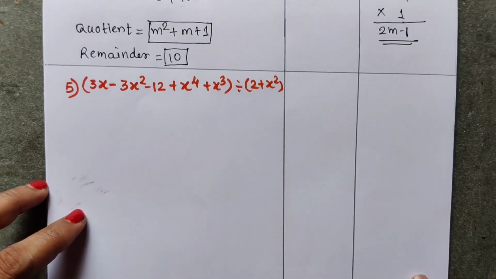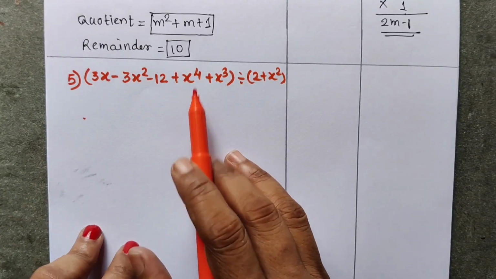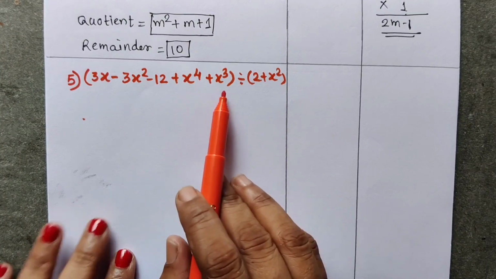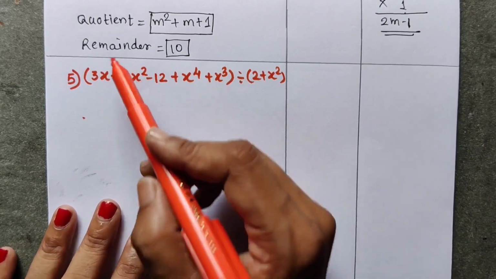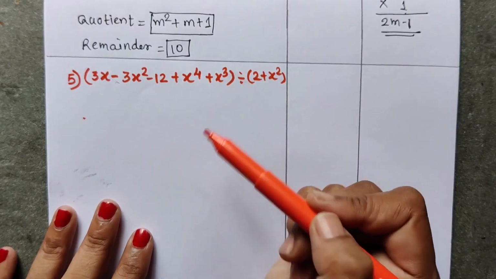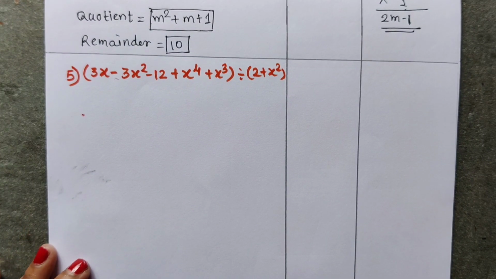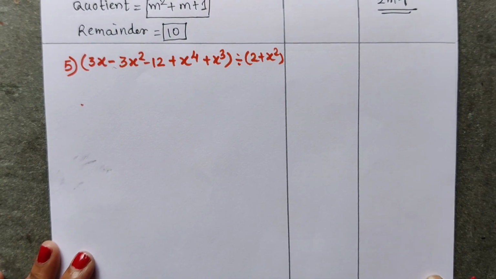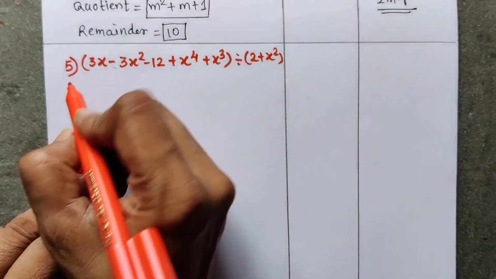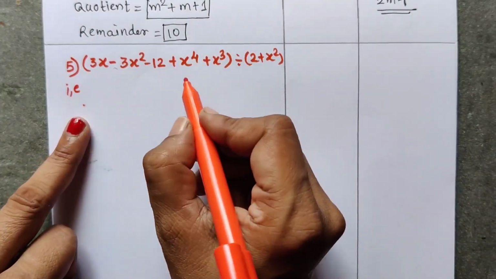Now fifth sum, 3x minus 3x square minus 12 plus x raised to 4 plus x cube. As you all can see, the terms are not in the proper order. First there is the term having index 1, then index 2, then index 0, then index 4, then index 3. In this way the terms are there. So first we have to write the dividend polynomial in the proper order of the index of variables. So let us first write the proper order of the polynomial.